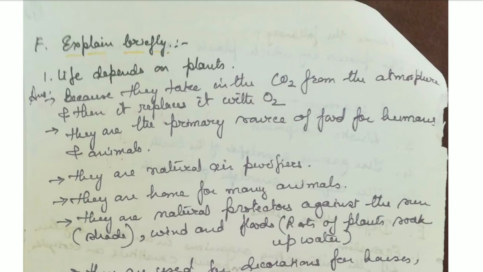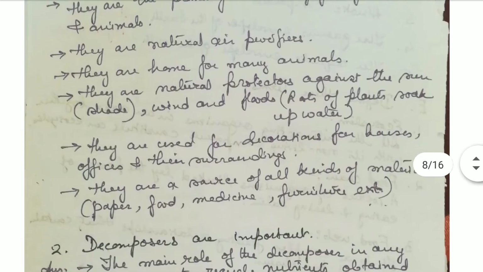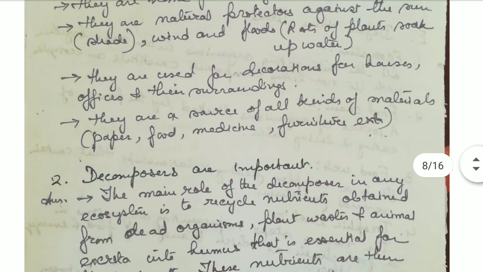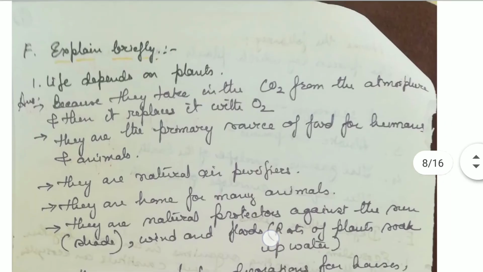The roots of the plants soak up the water, and that is how they are natural protectors against floods. Then they are used for decoration for houses, offices and the surroundings. Plants are also a source of all kinds of materials like paper, food, medicines, furniture, etc. So that is why life depends on plants.